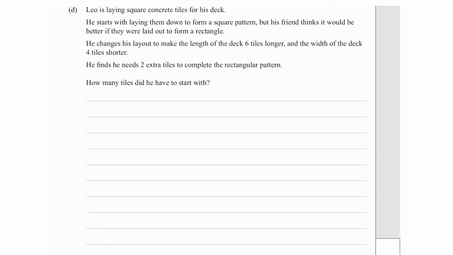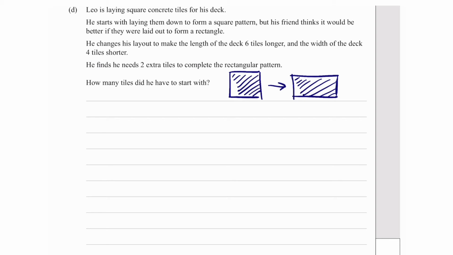So he starts by laying them down to form a square pattern. So we're going to start with a square. Now, his friend thinks it would be better if they laid it out to form a rectangle. So we go from a square to a rectangle. Now, because we're talking about tiles, the area of the square and the area of the rectangle is the same as the amount of tiles, right? Because whatever's inside the square, it's got to be the amount of tiles that Leo had.